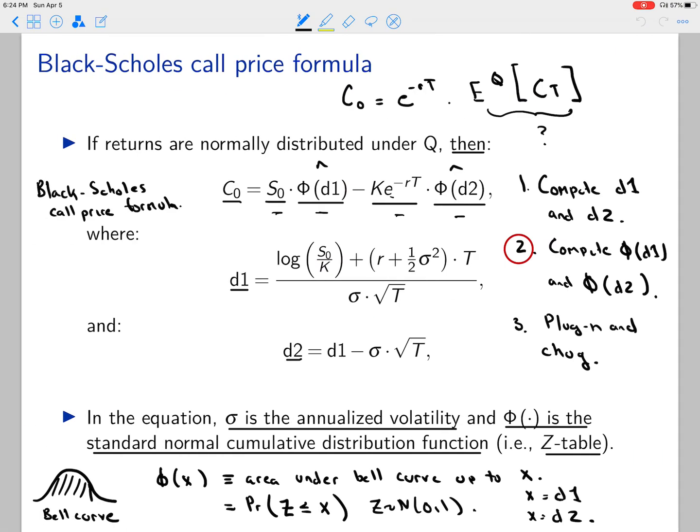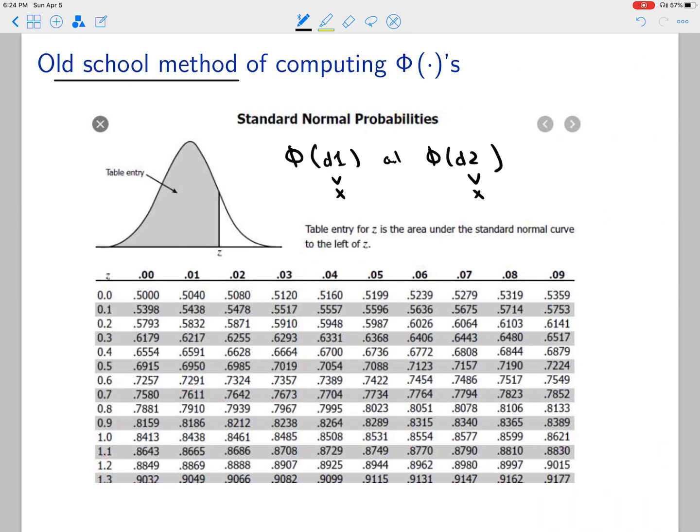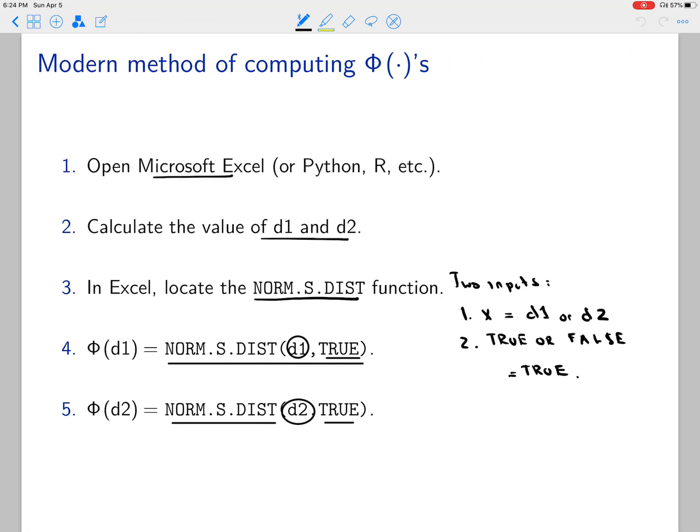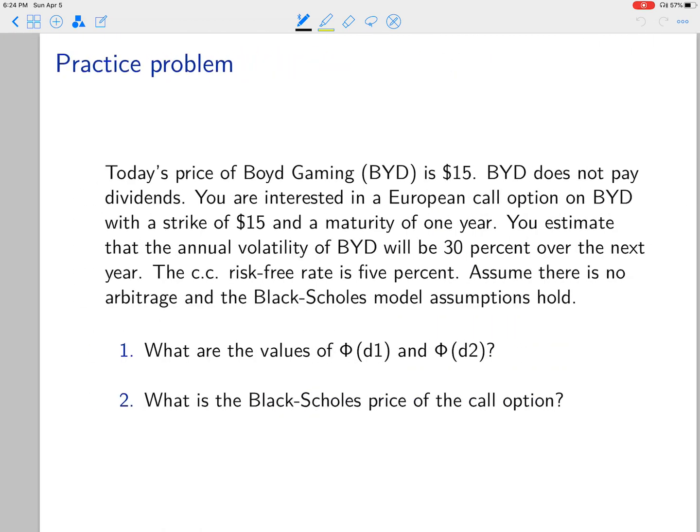Okay, so again, the Black-Scholes call price formula. The main result that's nice is that it gives us a closed form solution for the European call option price. And if we make this assumption about normally distributed returns under the Q measure with constant volatility, the formula is simple, elegant, easy to calculate, and very straightforward and intuitive.